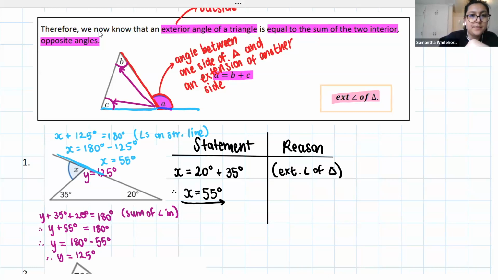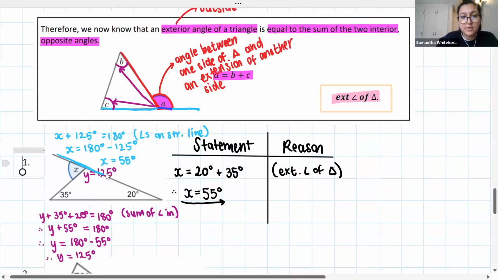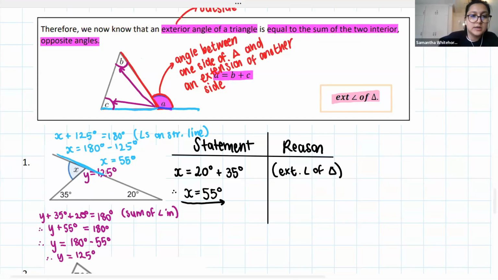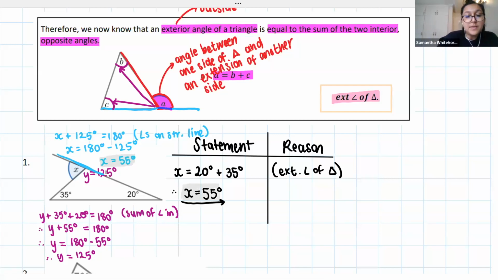Now have a look. Obviously, what I've just done here in the purple and the blue is a very, very long way to do it. You would still get 4 marks, but it's a long way to do it. But look at the fact that in both cases, whether I use angles in a triangle and then angles on a straight line, or whether I just used the shortcut of exterior angles of a triangle, I got 55 degrees in both cases. And so this is why the exterior angle reason works.